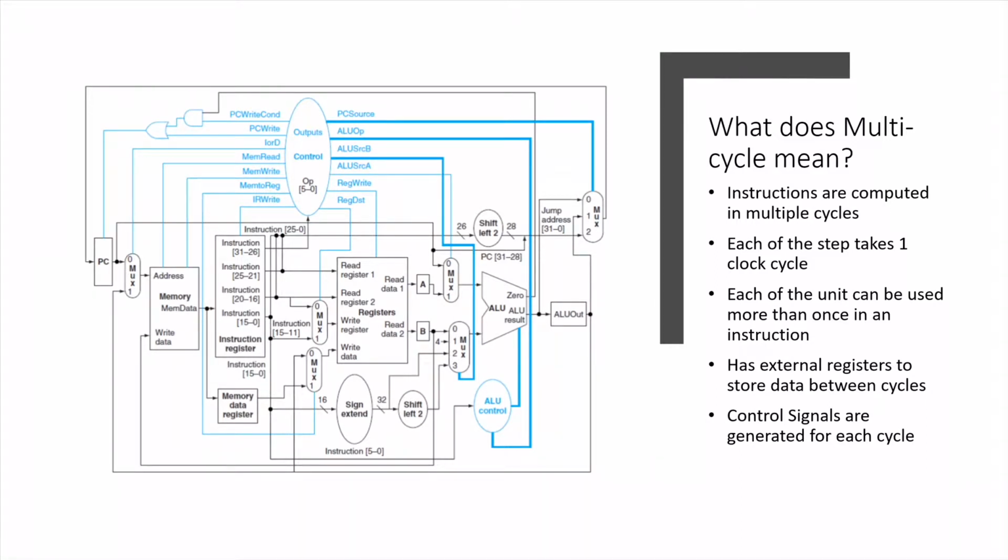Multi-cycle means that the instructions are computed in multiple clock cycles, whereas for the single cycle data path, all of the instructions are computed in one single cycle. Each of the steps of the instructions takes one clock cycle, and each of the units in the system can be used more than once in an instruction, as long as it is in a different cycle.